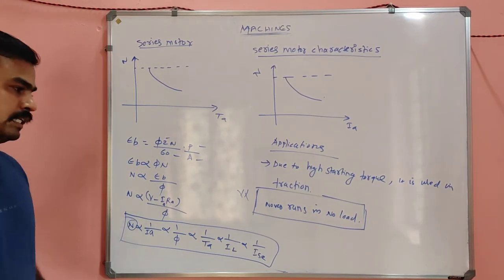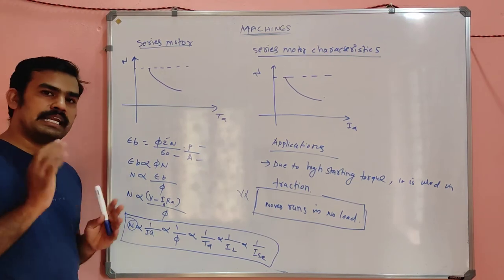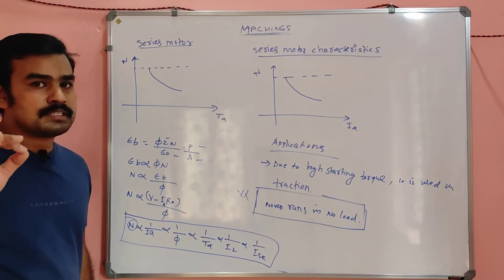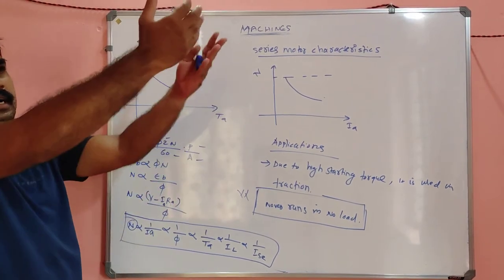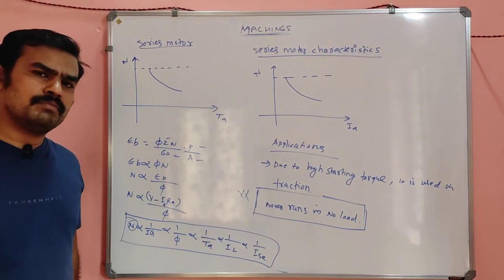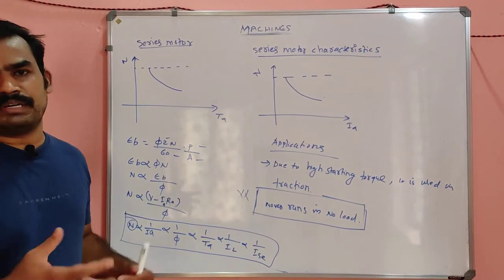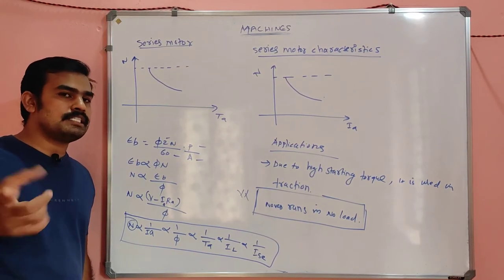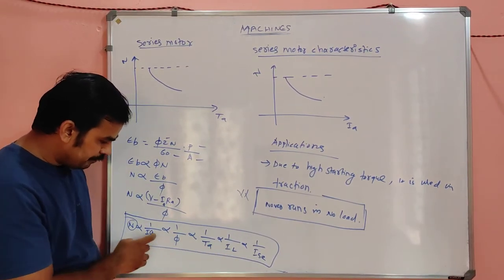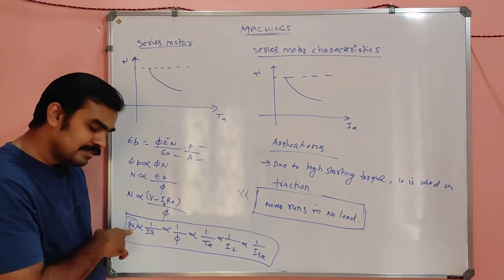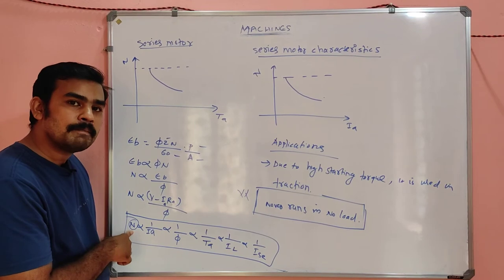Why? The DC series motor never runs in no load condition. If the condition is no load, the current absorbed by the motor will be very, very low, because there is nothing to hinder the rotation. If the armature current Ia is very, very low, see the equation, N will be very high.